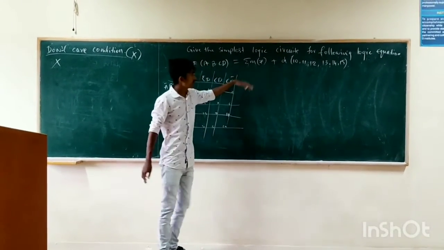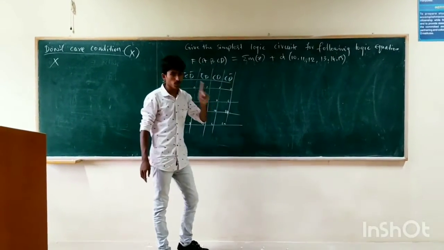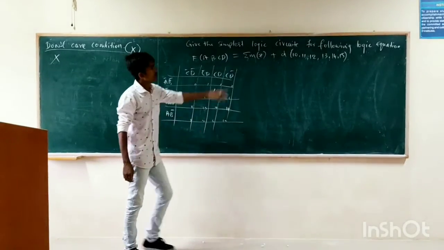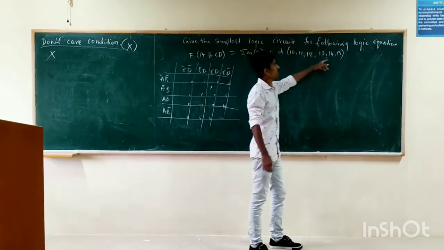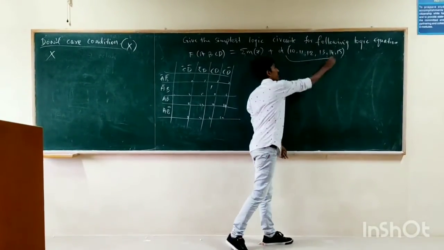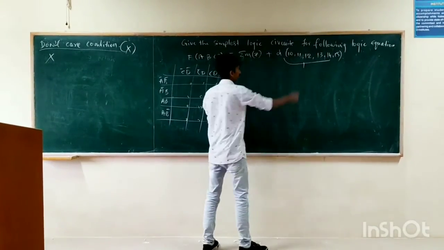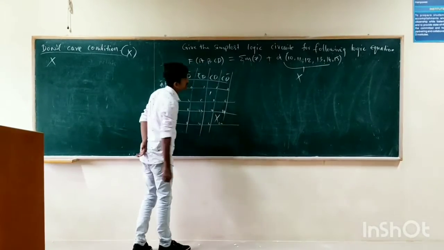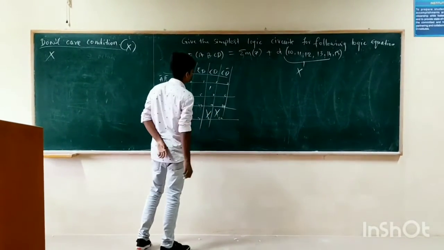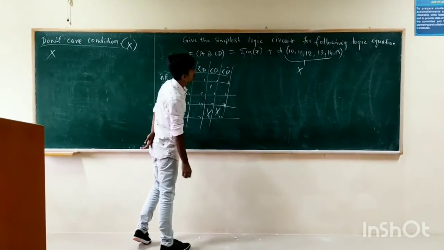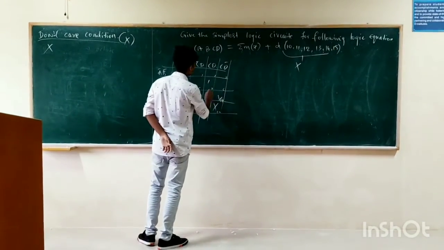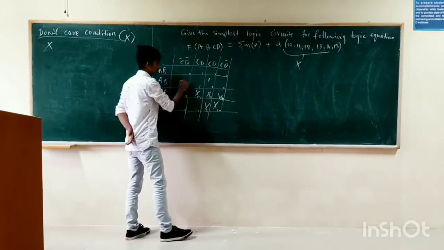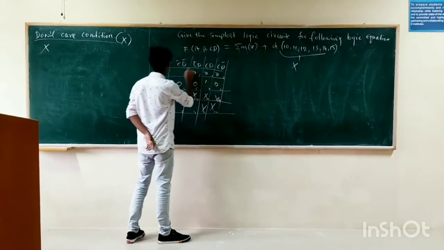M minterms: in place of 7, we want to fill 1. See 7 here, fill 1. Don't care conditions are 10, 11, 12, 13, 14, 15. In place of these values, we want to write x. See, take 10: in place of 10 we write x, 11 x, 12 x, 13, 14, 15, write x. And the remaining boxes all with zeros.